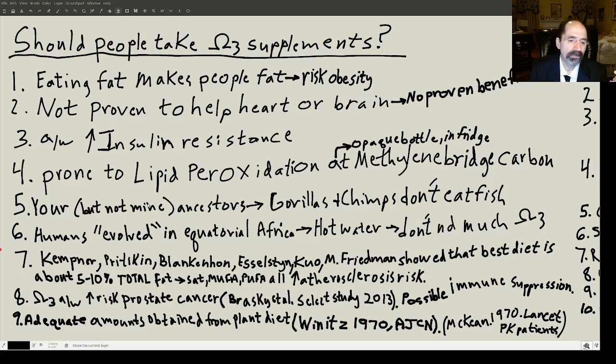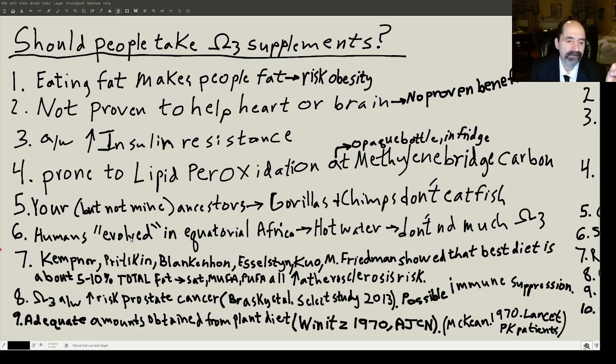It's been shown, based on the research of Dr. Walter Kempner, Nathan Pritikin, David Blankenhorn, Caldwell Esselstyn, Peter Quo, Meyer Friedman, that the best diet has only about 5 or 10% total fat, and that's total fat. Low-fat diets, they just do better. They have less risk of atherosclerosis, cancer, and they live longer and healthier, and they're skinnier, less diabetes, less hypertension.